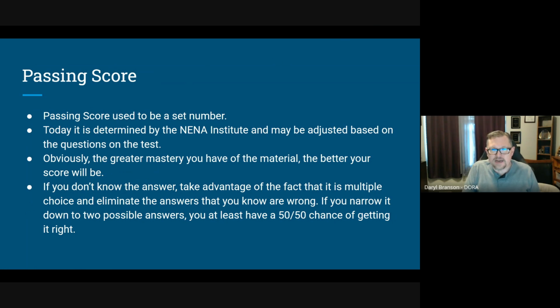That's how it read to me when I was reading the application form to create these slides, and it surprised me because, like I said, when I took the test, it was 70%. As long as you got 70%, you passed. So it's apparently different today. There's not a specific score you have to shoot for. But obviously, the greater the mastery you have of the material, the better your score will be.